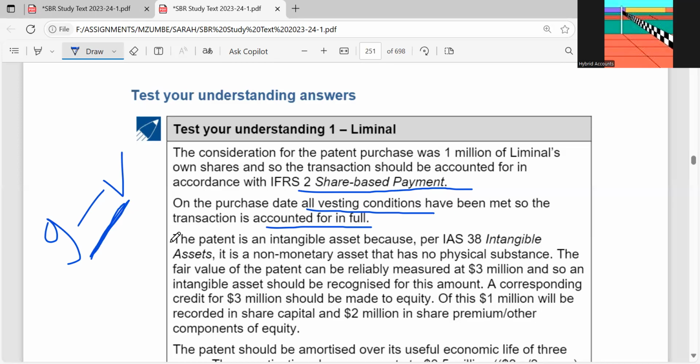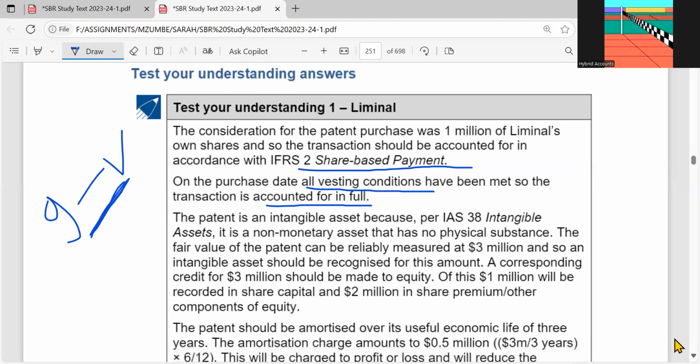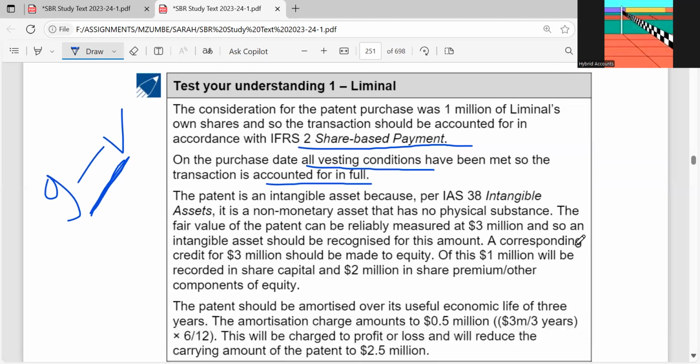Okay, how do you account for that now? We obviously know that we have the patent, and the patent is an intangible asset. Intangible assets are explained by referring to IAS 38 Intangible Assets. We know that it's a non-monetary asset, that's why we call it an intangible asset, it has no physical substance. And so the fair value of the patent can be reliably measured.